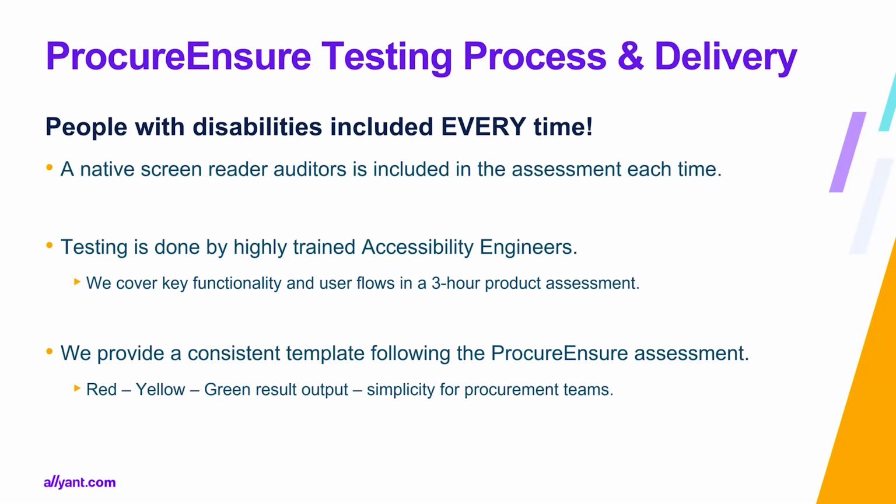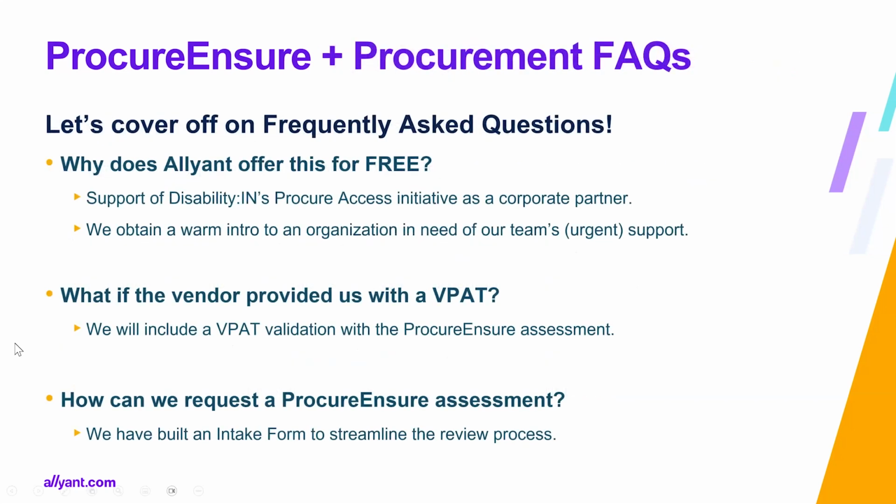And as part of this, and I'll go into some of the FAQs on the next slide, as part of the takeaway from ProcureEnsure, we can help you build out that internal process, right? Like if Allyant gives this a red, the now what, right? And if it's a yellow, the now what? And if it's green, great, and it doesn't mean that the entire product is accessible, but it's generally in good shape. So I think we can help with closing that loop after ProcureEnsure as well, and really building out that strategy of how you approach those vendors.